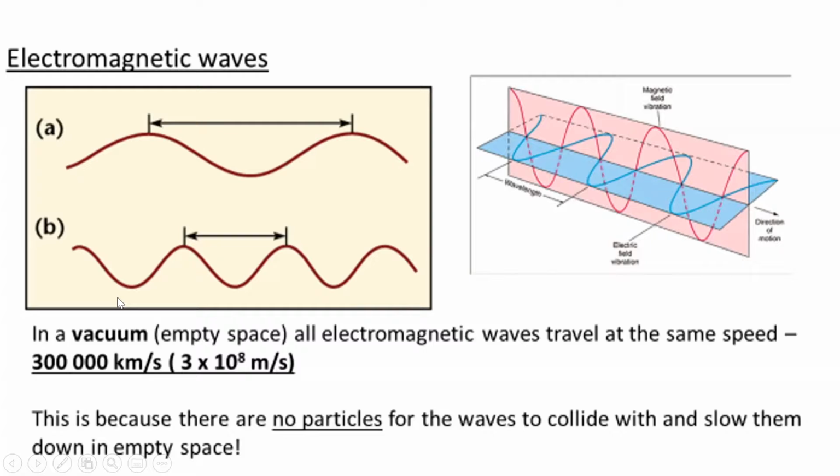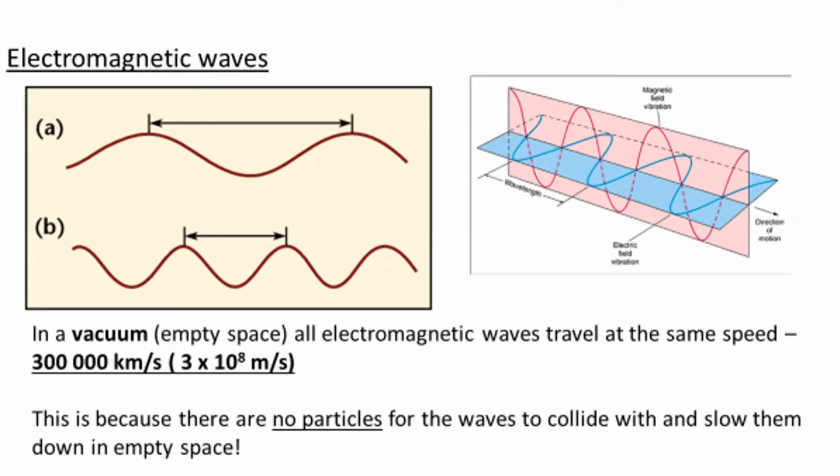So in a vacuum, completely empty space, all electromagnetic waves travel at the same speed, 300,000 kilometers a second. But in science, we like to write things in standard form, in meters per second. So it's 3 times 10 to the 8 meters per second. That's only in empty space, the vacuum, because there are no particles to get in the way. If the wave or ray was traveling through glass or even air, it does actually slow down a bit, though you can't see that with our eyes.